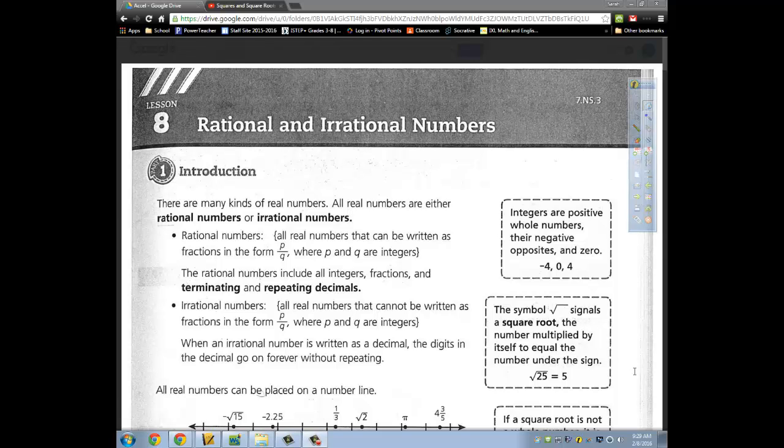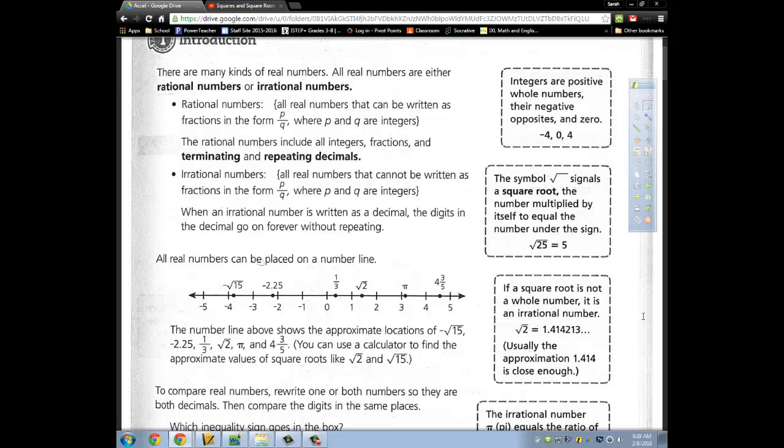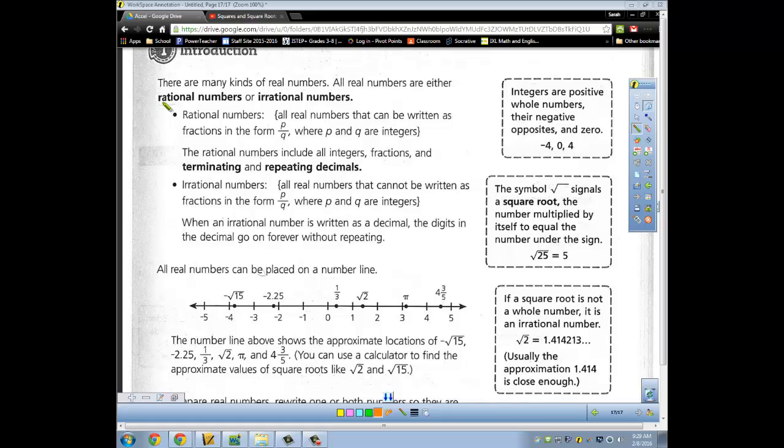Okay, you should be open to page 63 in your workbook, which talks about rational and irrational numbers. So we're going to be figuring out if numbers are rational or irrational. We're also going to be doing different things with these, like putting them in order from least to greatest, seeing which one's smaller or bigger, putting them on a number line, so a bunch of different things. So first of all, we need to know what's the difference between rational and irrational numbers.